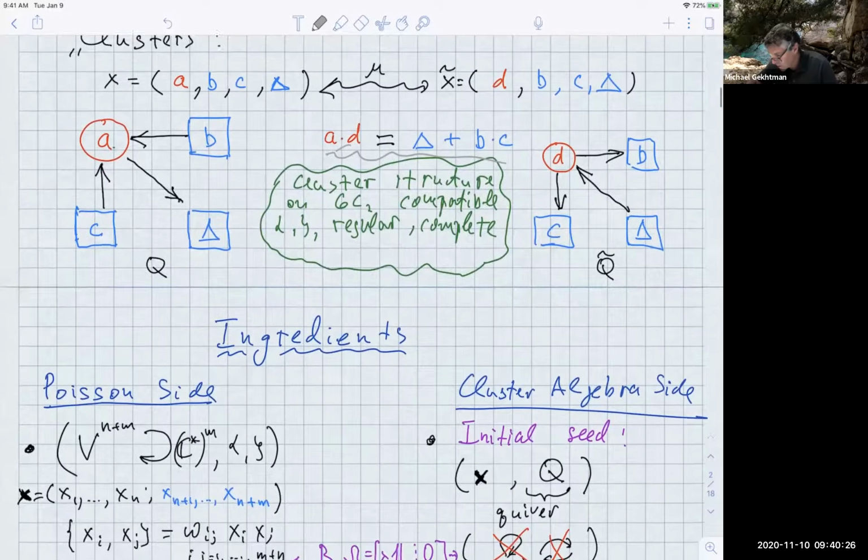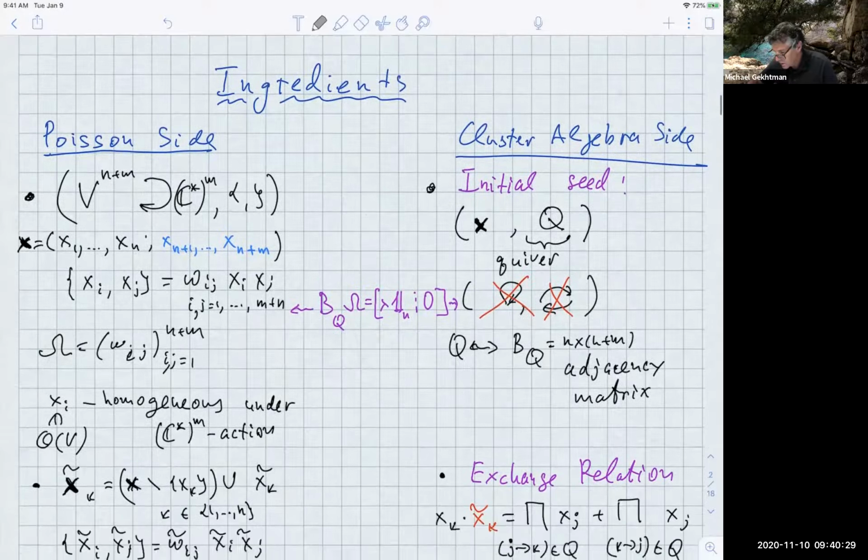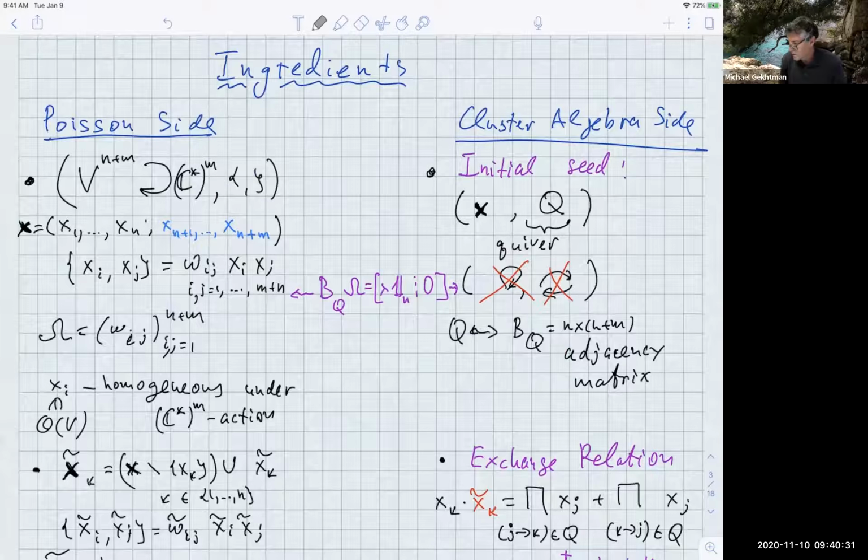Now let me go over this in more detail. We have the following ingredients. On the Poisson side, as I said, we have this variety equipped with a toric action. What we're looking for to construct this family of coordinate charts is at least one of them, and we will denote it by X. There are variables, functions that we will transform, and these blue functions, frozen functions, we will never transform.